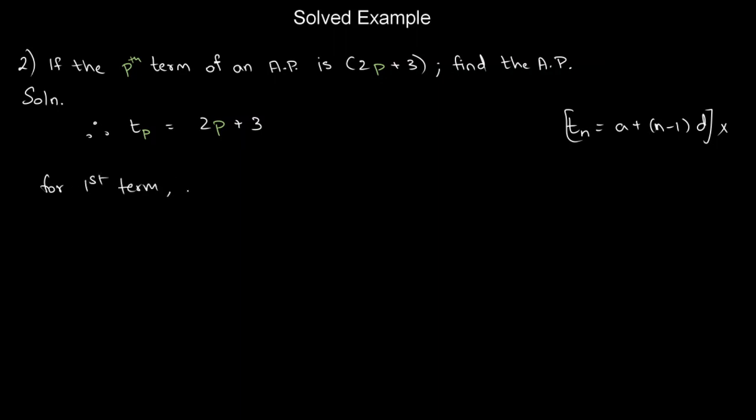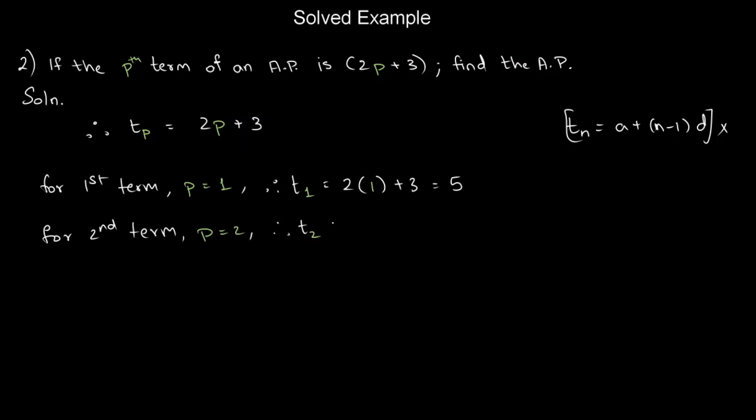For the first term, I'll just take the value of p as 1. Therefore, T1, the first term, is equal to 2 into 1 plus 3. So 2 into 1 is 2, plus 3 is 5. So that's my first term. For the second term, the value of p will be equal to 2. So T2, the second term, is equal to 2 into 2 plus 3. 2 into 2 is 4, plus 3 is 7.